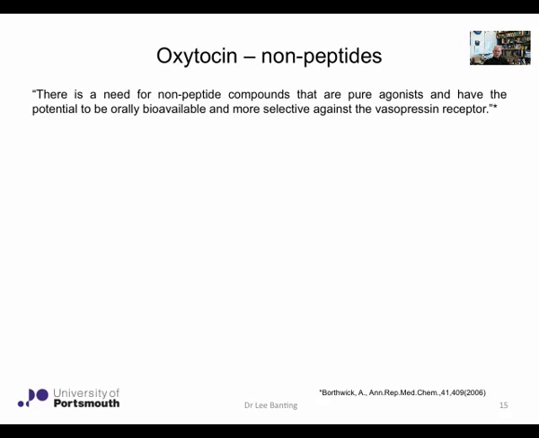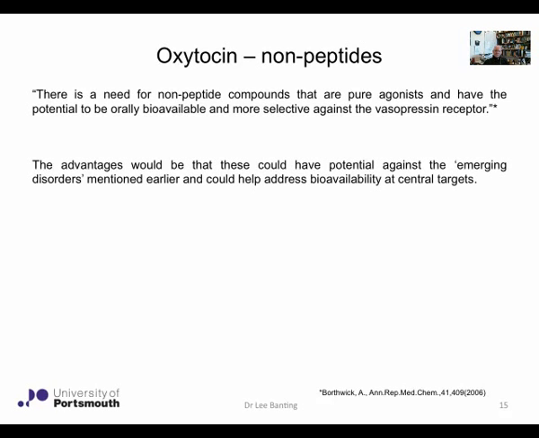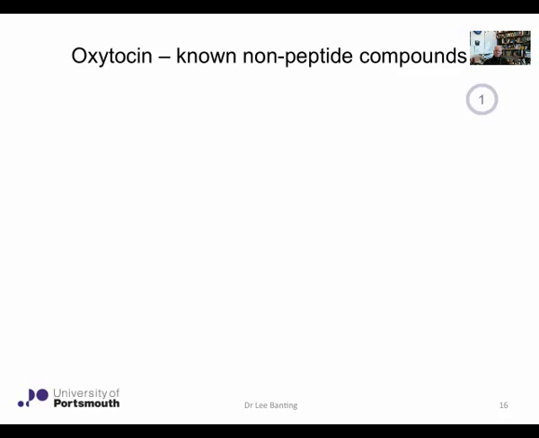Non-peptides. There's a quote here from, I think it's Alan Borthwick, in a recent review: there is a need for non-peptide compounds that are pure agonists and have the potential to be orally bioavailable and more selective against the vasopressin receptor. The advantages will be that these could have potential against the emerging disorders mentioned earlier, and particularly the bioavailability of active compounds against the central targets, where we know oxytocin can't easily reach those targets, other than maybe through the nasal routes.